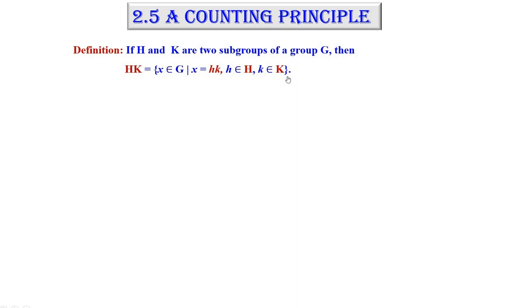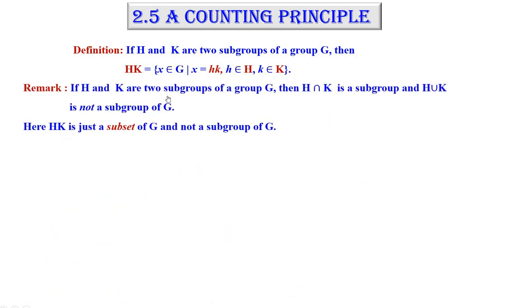group G, then the product HK is all those elements of the form hk, where h ranges over capital H and k is from capital K. So this product is defined in this way. Now we know that if H and K are two subgroups of a group G, then H intersection K is a subgroup, but H union K is not a subgroup of G. Now here what we have described is neither H intersection K nor H union K, but the product HK.